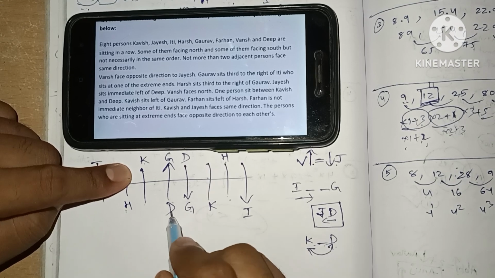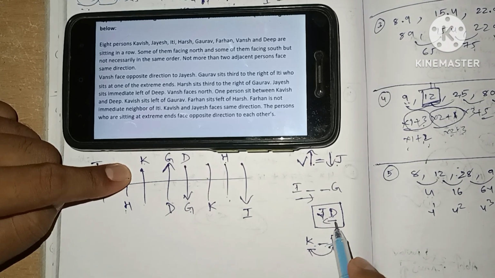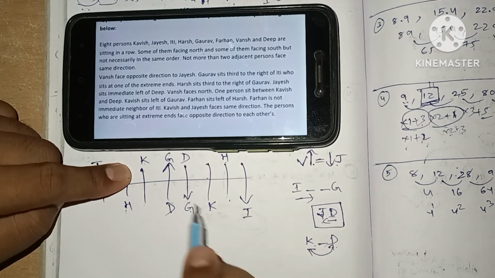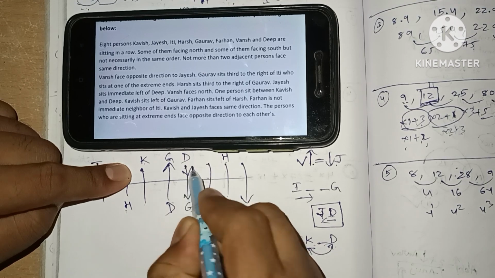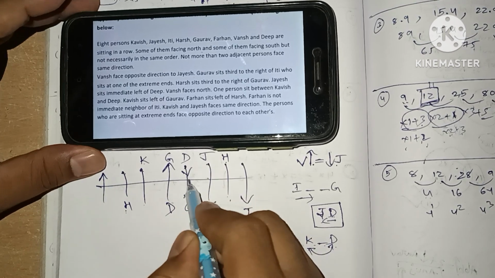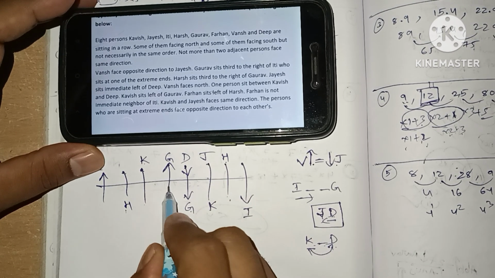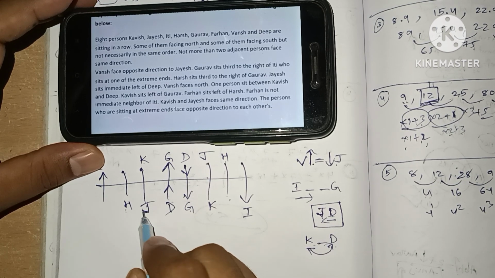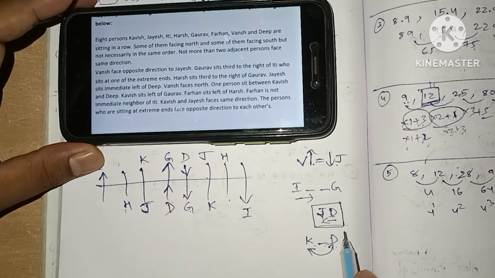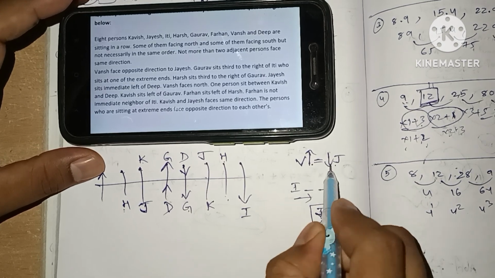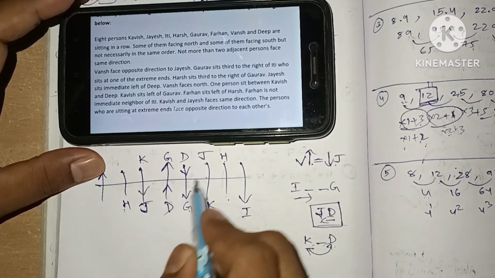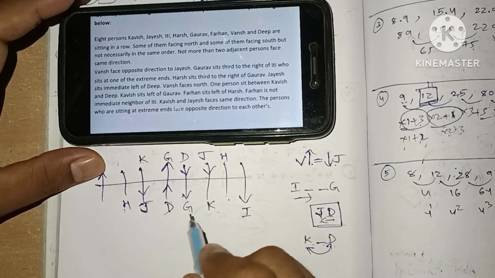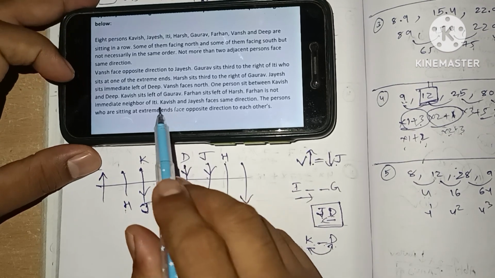If we got the D, we can write J. D's immediate left is J. D's immediate left is J means D faces south. In this case, D's immediate left means D faces north and this is the place for J. Okay, we got J also. J faces south direction. Let's see the remaining statements.